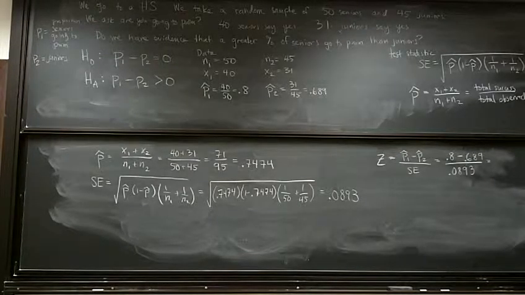Okay. This is like a longer version of the standard deviation. It's not too bad. Okay. So anyway, we do this, and I get a z-score of 1.24 or something like that.